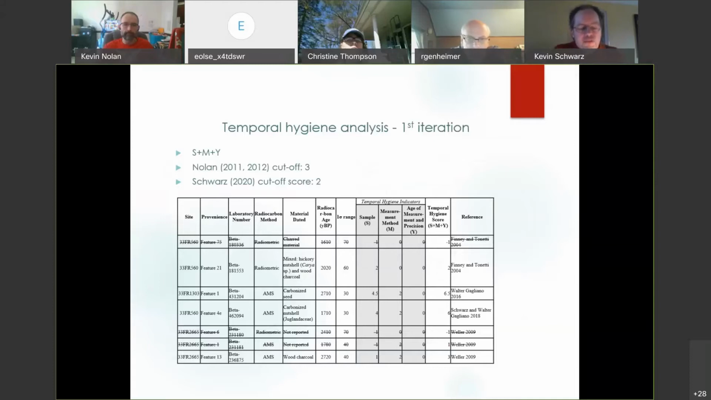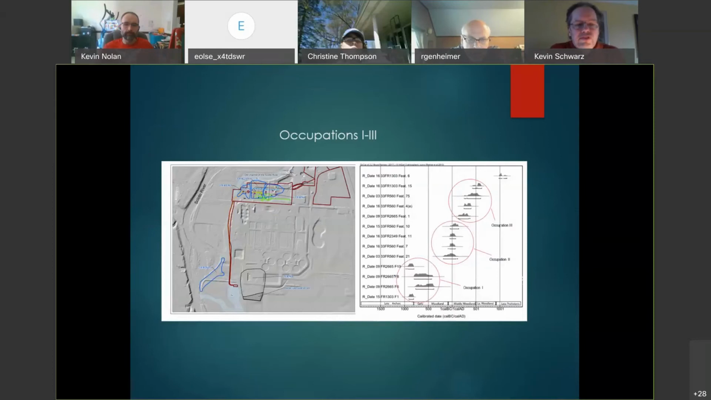Those are some of the radiocarbon dates that ASC collected, and then some of the dates that Weller and Associates collected are also in there. And then there are some other dates that are not on that particular graphic, and the 3 occupations.